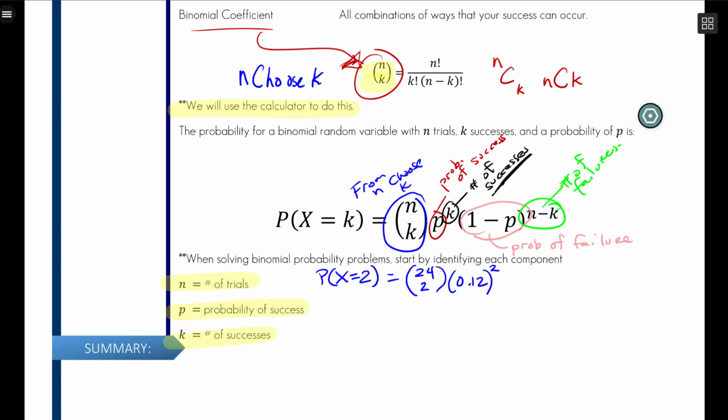So 0.12 to the second power, and then my probability of failure. Well, if 12% of all of my parts were defective, then that means 88% were working. So it seems weird to think about the working parts as being failure, but that's just how we defined this problem. So 0.88. Now, how many of those are my failures? Okay, so if I had 2 parts that were defective out of a batch of 24, that means I have 22 that were not defective, 22 that were actually working.